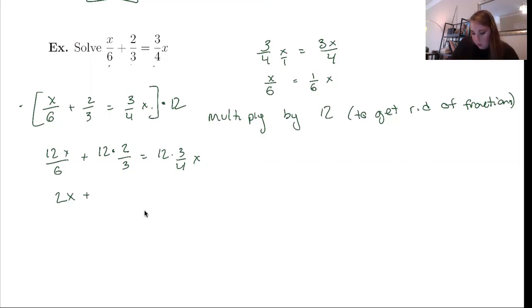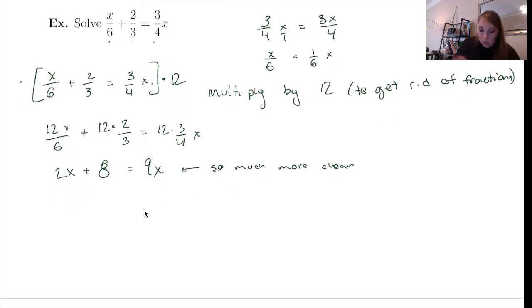What is 12 divided by 3? That is 4. 4 times 2 is 8. 12 divided by 4 is 3, and 3 times 3 is 9, so 9x. Great. This is so much more clear. I don't know if that's proper English. That to me looks so much easier to work with than that is. I think we could all agree on that.